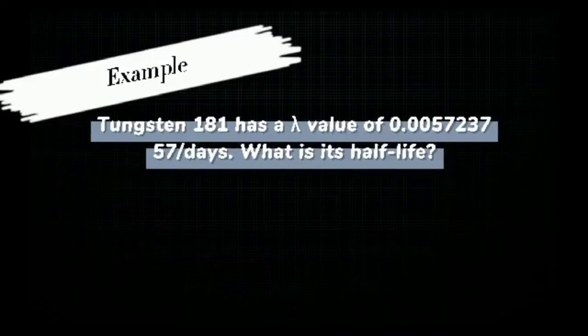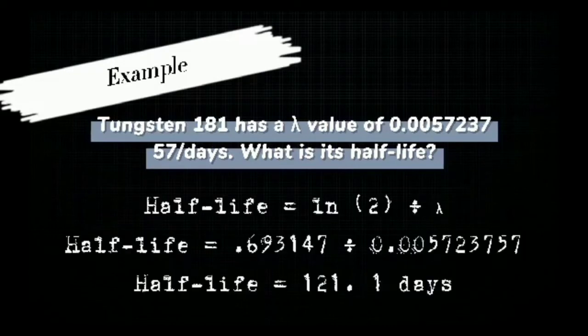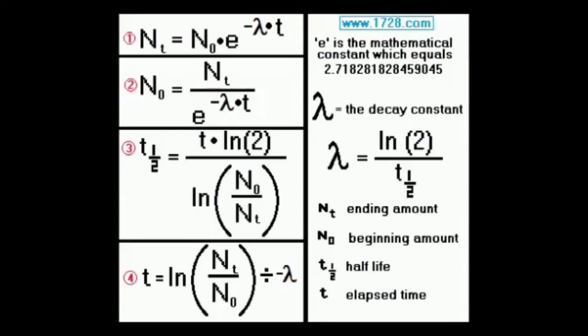Example, tungsten-181 has a decay constant value of 0.005723757 per day. What is its half-life? Half-life is equal to the natural log of 2 divided by the decay constant, which is 0.693147 divided by 0.005723757, which equals 121.1 days. These are the formulas used in calculations involving the exponential decay of radioactive materials.